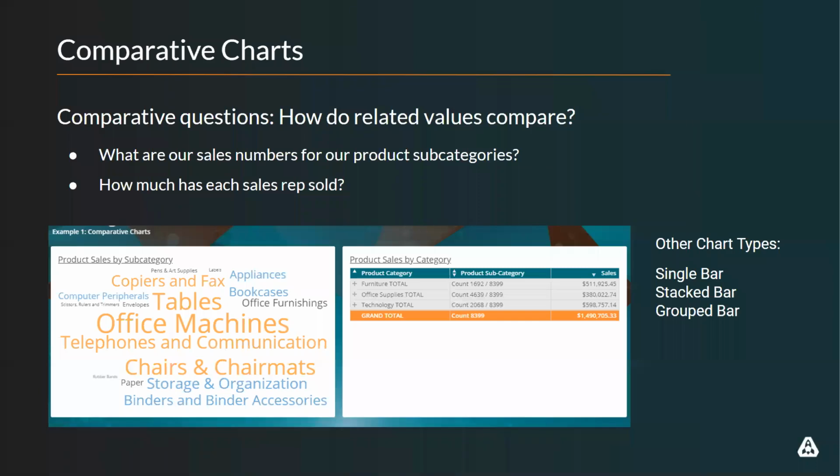And then on the right is just a basic table. It does have a little bit of extra functionality in that it's an expandable table, and I'll show you that when we go through the live demo in a minute. And then other charts that you can use for comparative questions are single bar charts, stacked bars, and group bars.